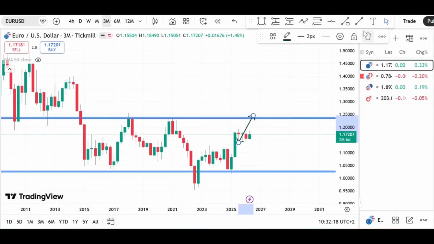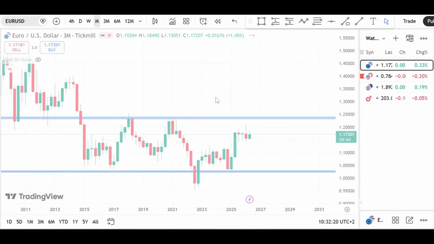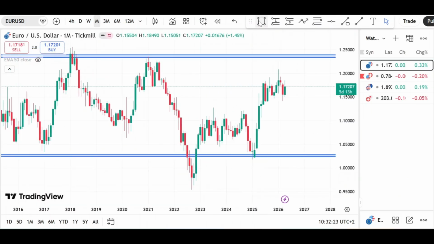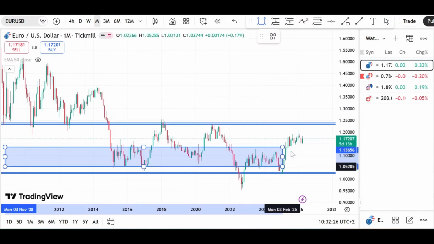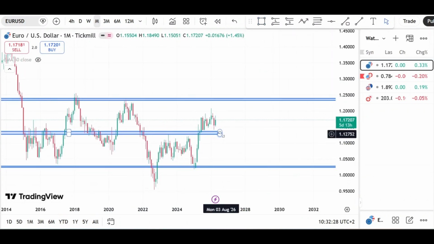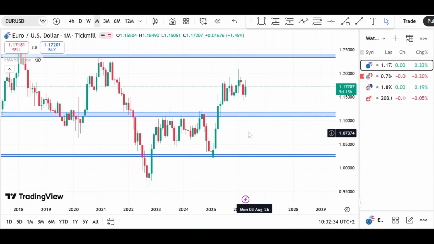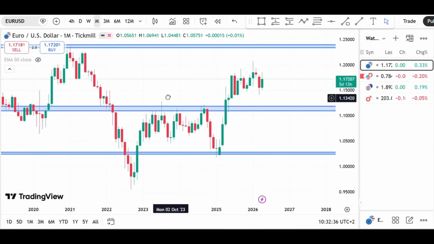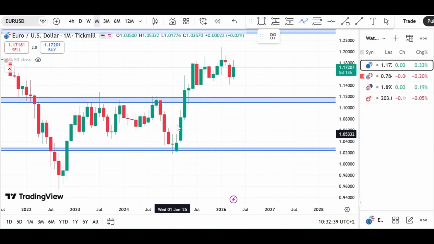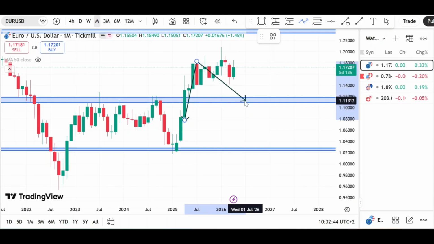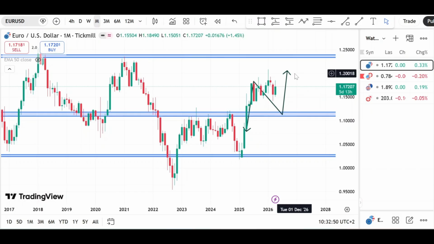So what we do, we go in a monthly time frame to see what's going on. Look at here, this is a monthly zone. Still we are in an uptrend, as you can see. The buyers managed to break a monthly zone, but we are not sure if the price is going to return back here on this monthly zone to retest before continuation.